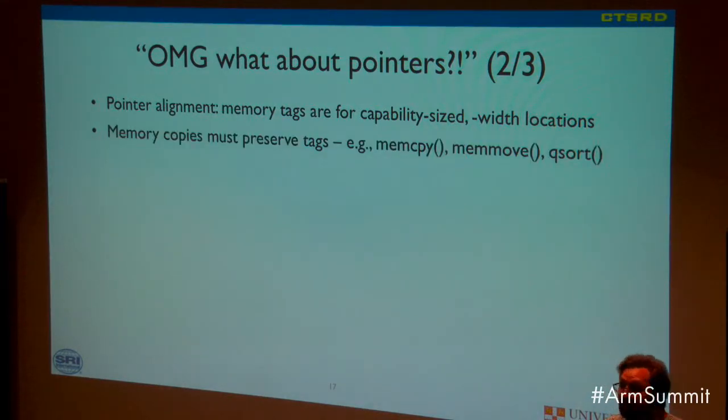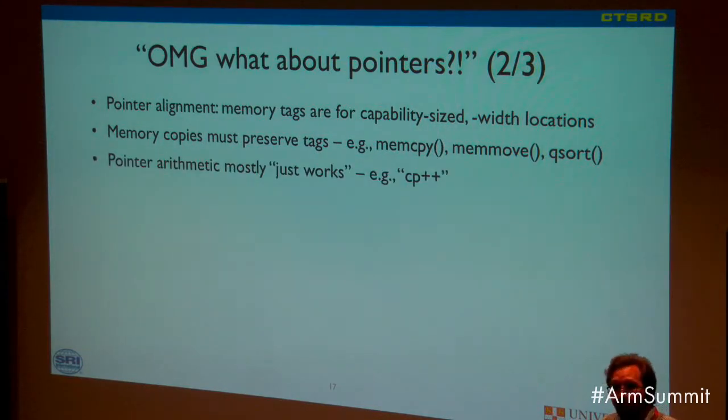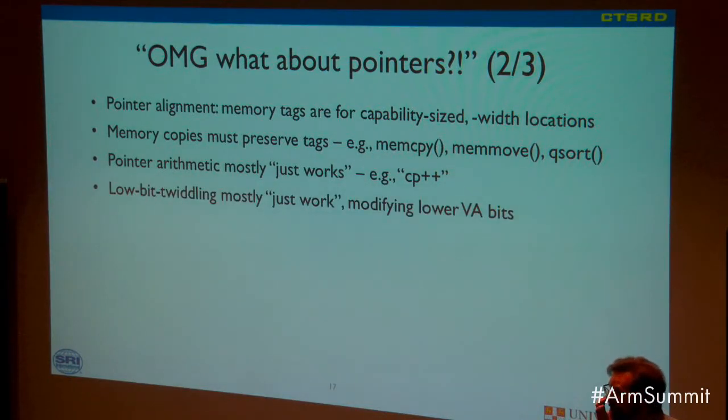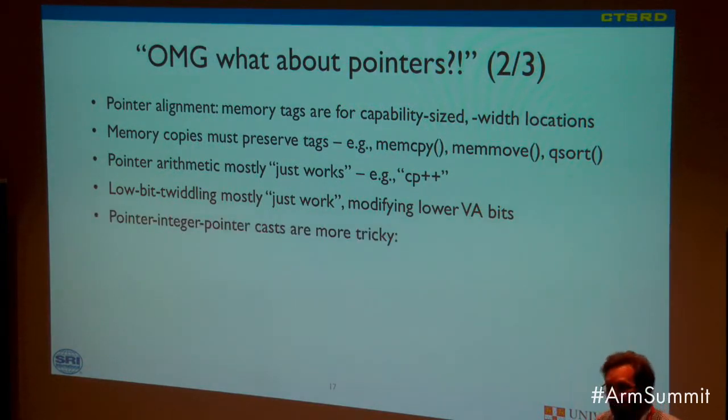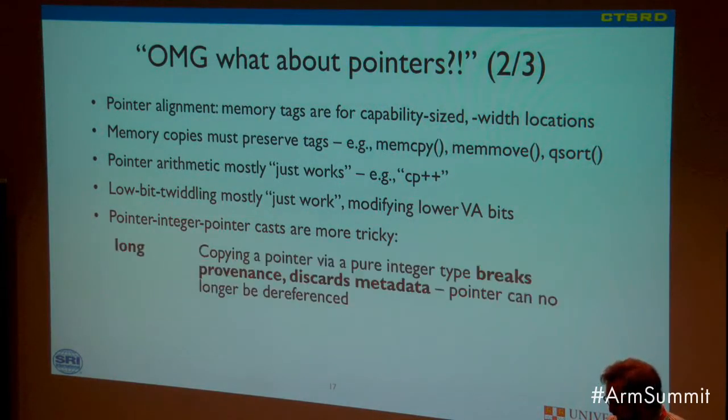We need memory copies to preserve tags, because people like to copy pointers. They also like to sort pointers, it turns out, so your sort routine had better preserve tags. Slight surprise, it makes perfect sense now. On the whole, pointer arithmetic just works, which is great. And the stupid things people do with the lower bits of pointers also tend to just work. They're just manipulations on the virtual address. That's fine. But casting back and forth with the integers got very exciting.